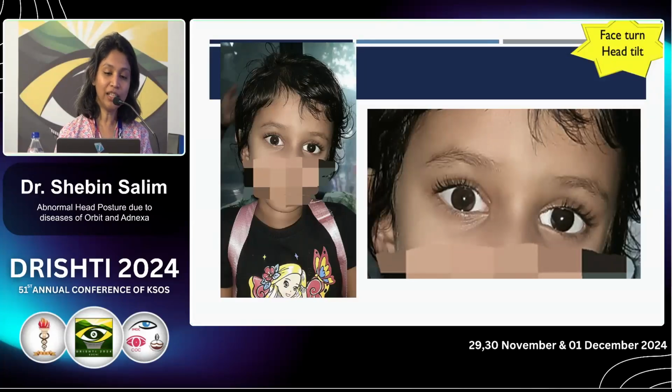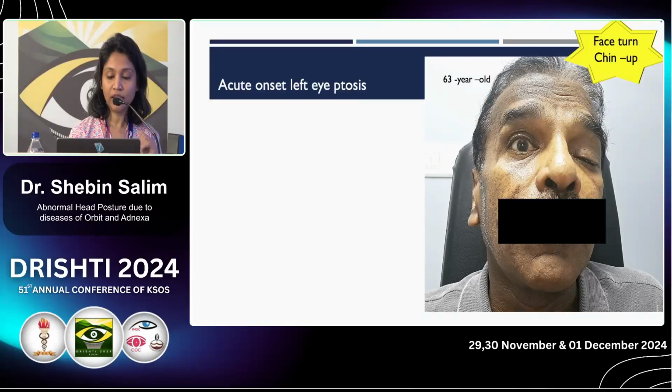So possibly there is a face turn to the left eye, maybe for a better field of vision. That is not seen in all patients with anophthalmic socket, but in some patients we see this abnormal head posture. So this 63-year-old gentleman presented with acute onset drooping of the left eye.